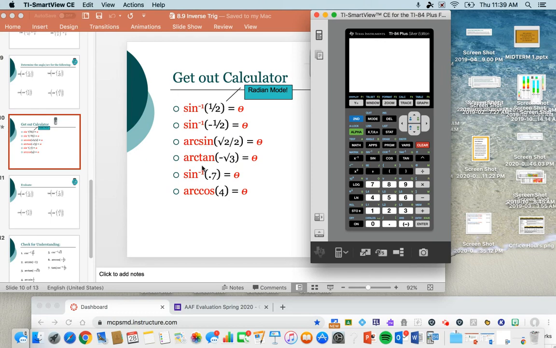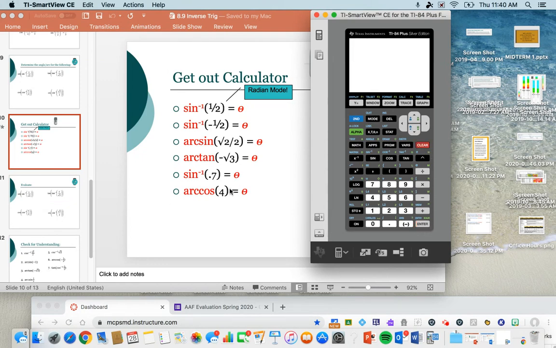So I assigned some practice textbook work that is only non-special angles. You're going to need a calculator, right? So for something like this, let's say I wanted degrees now. Second, I'm going to go to mode and change it to degrees. Second sine of 0.7, I should be in what quadrant here? Quadrant 1. There you go, right? 44.427 degrees.